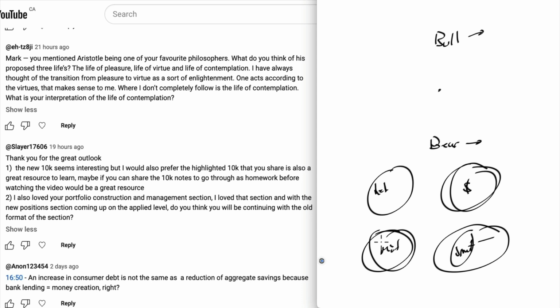The new 10K seems interesting, but I would also prefer the highlighted 10K that you share is also a great resource to learn. Maybe you could share the 10K notes to go through as homework before watching the video. Yeah, I can do that, because I have to go through the 10K and highlight things first before I can even begin to make notes on them. You can't just ignore it. So I end up with a highlighted 10K. There is no way around that.